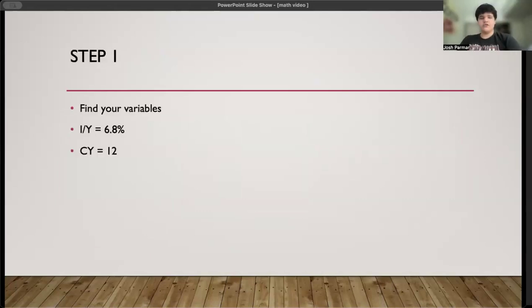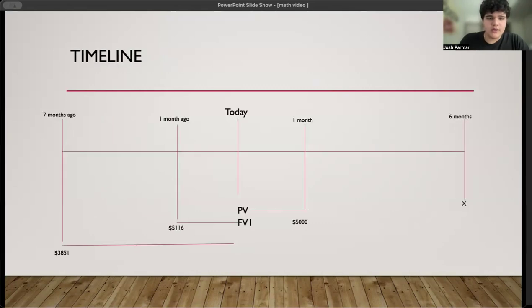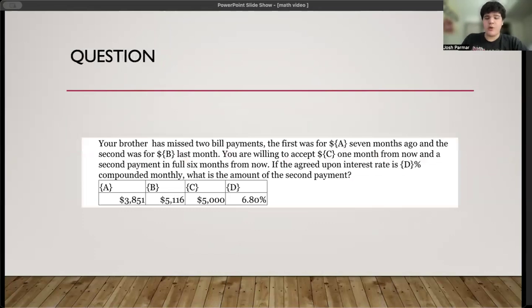All right, so step one, pretty simple. We just have to find our variables here. We're looking for our IY and CY. I already have them written down here, but I'll show you how I figured them out. Okay, we'll just get through this, and we're going to go back to our question.